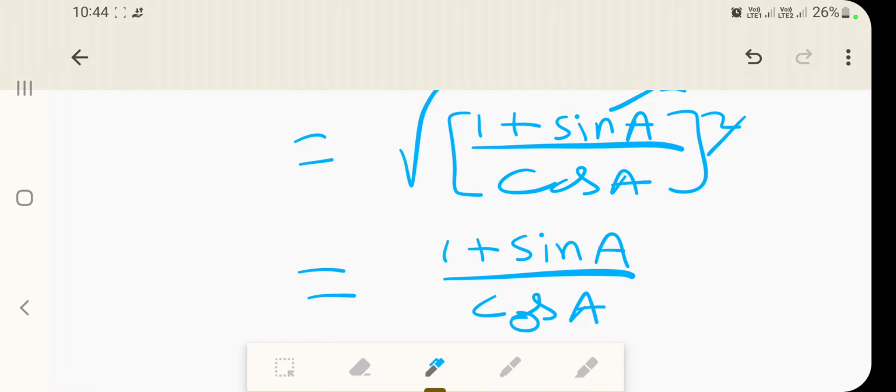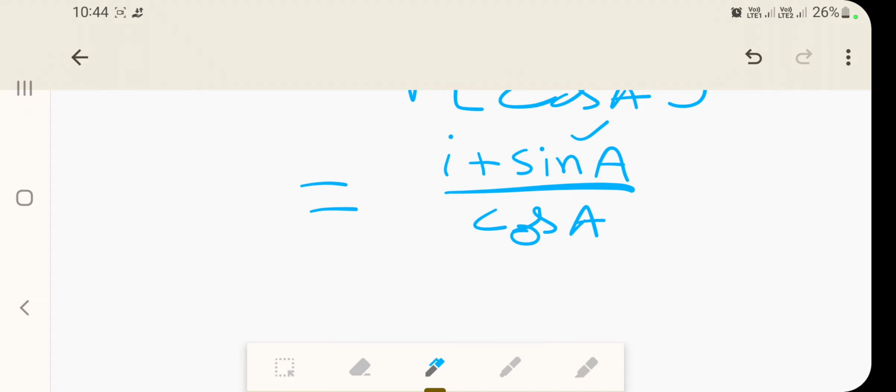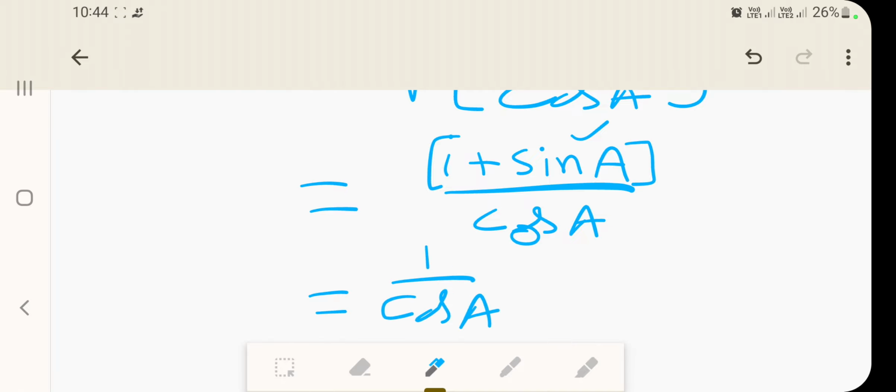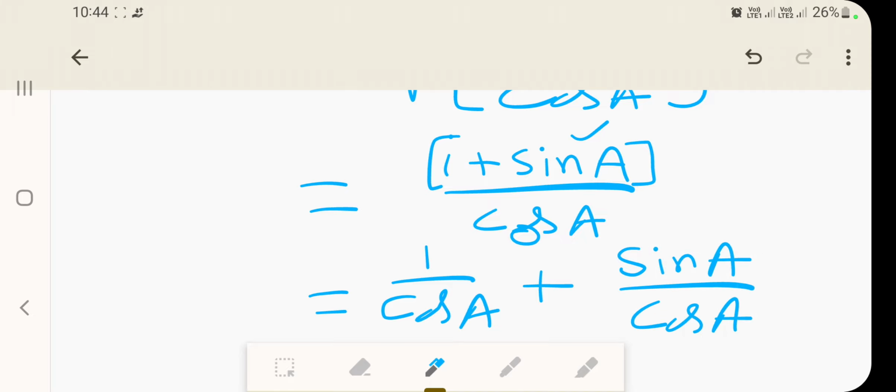Now we write this as 1 divided by cos A separately, and sin A divided by cos A, because in the numerator we have two terms, 1 and sin A, and in the denominator we have only one term, cos A. So for the two numerator terms individually, for 1 we can write the denominator cos A, and for sin A also we can write the denominator cos A.